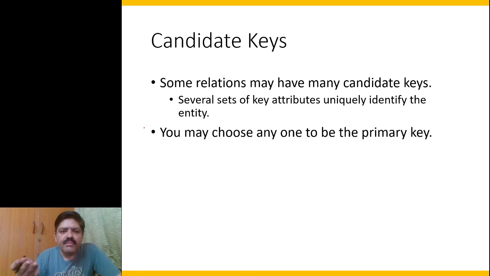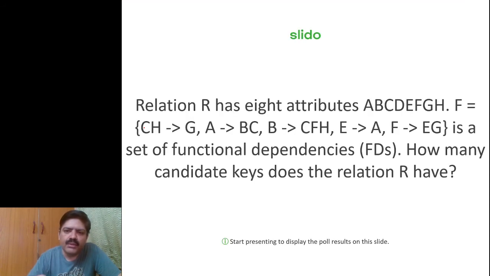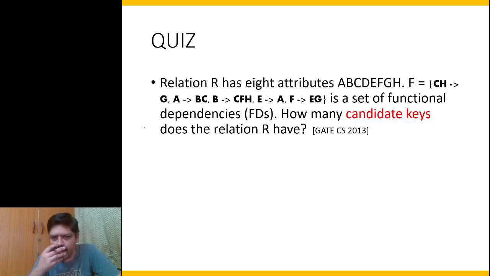Some relations may have many candidate keys. You may choose any one of them to be the primary key. Okay. So here is a question for you. Relation R has 8 attributes: A, B, C, D, E, F, G, H, and the functional dependencies are given to you. How many candidate keys does the relation R have?